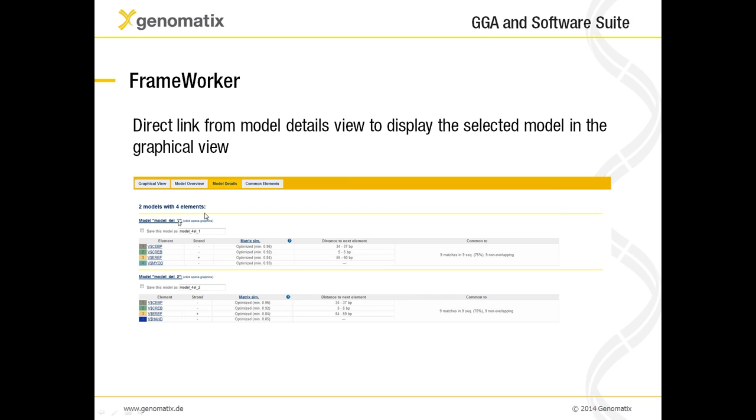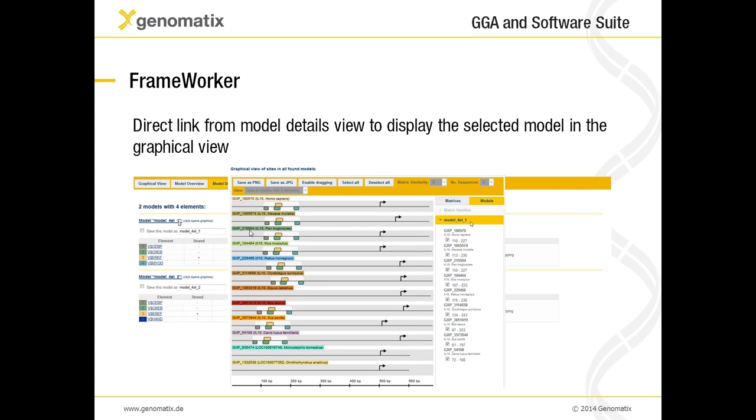You can now jump from the model details view, where you see the list of your models with the different binding sites that are in the model and the information about the distances among them, directly into the graphical view by clicking on the name of the model. This model will then be shown in the graphical view, here in this example in a set of promoters.